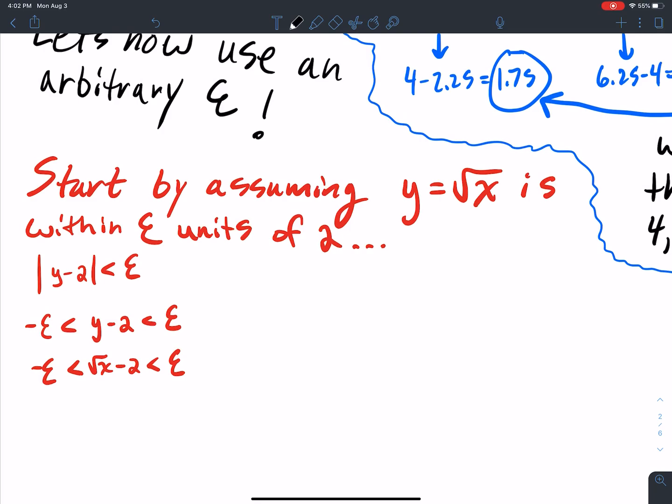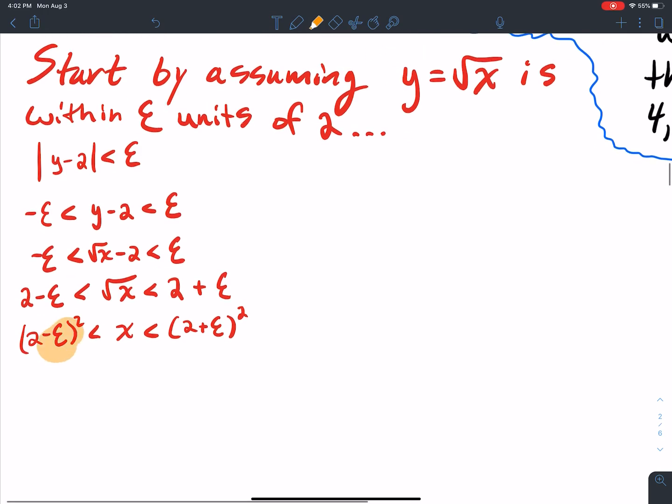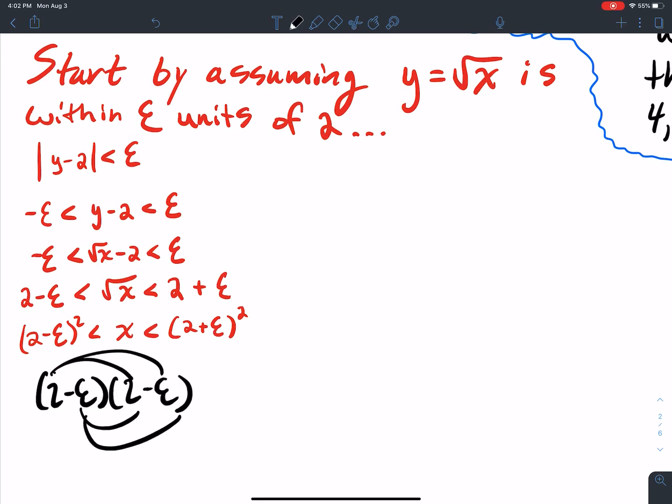And so now I'm going to solve for x. How do I do that? I'm going to add 2 to both sides. And so I get 2 minus epsilon and 2 plus epsilon. Now to get x by itself, what do I need to do with the square root of x? I need to square it. So I'm going to square everything. And whenever I square everything, I'm going to need to multiply this out. If you want to write it out, that's fine: 2 minus epsilon times 2 minus epsilon, and do the FOIL on both sides.